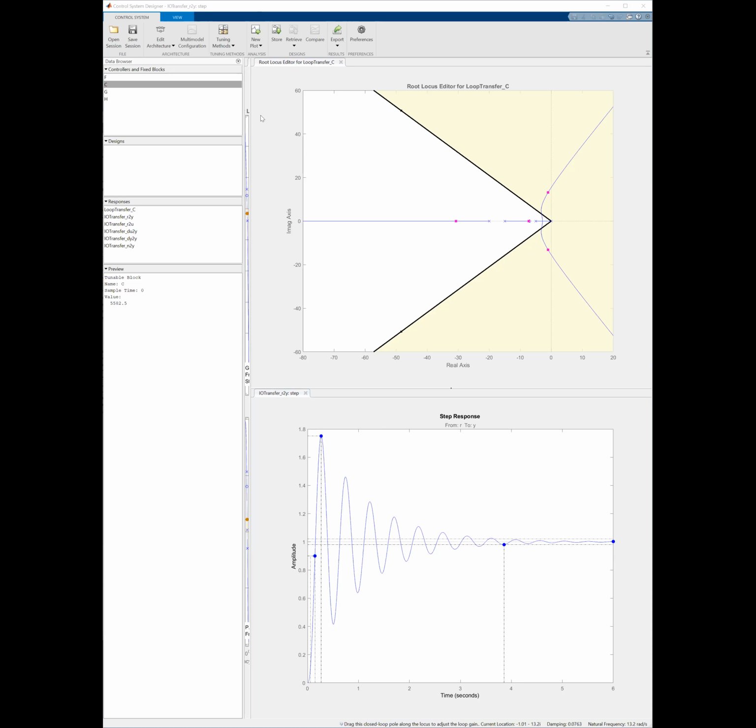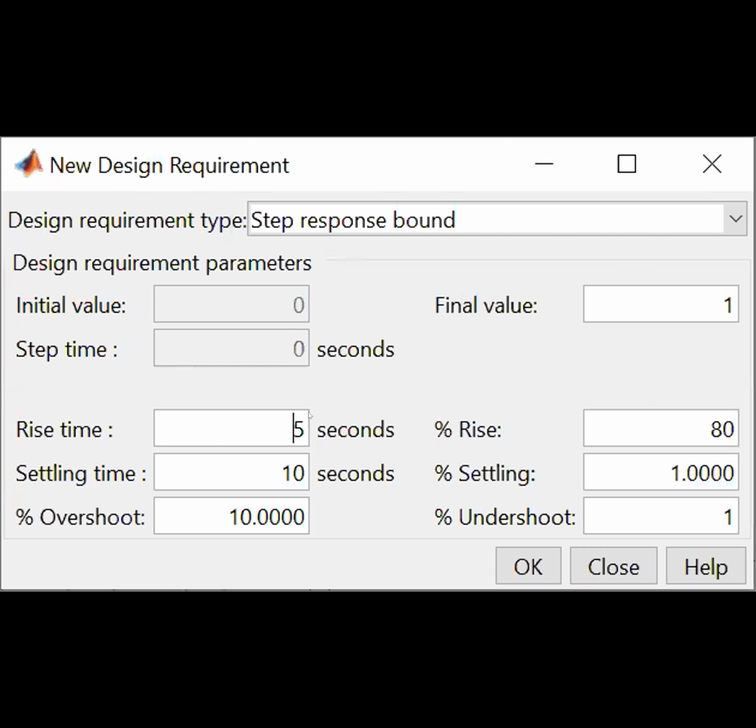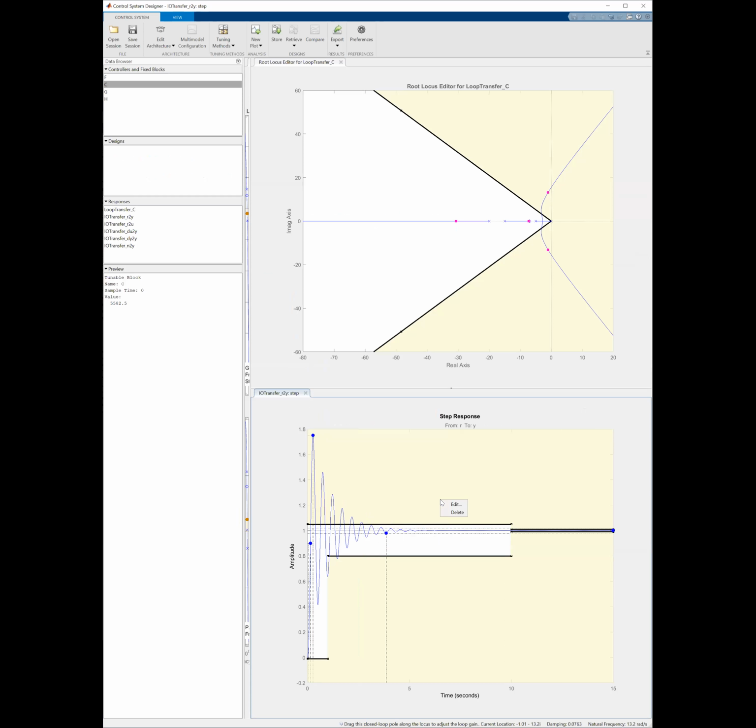So I'm going to show you. Rise time is 1 second. Percentage overshoot is 5%. And then it tells me that I am way outside my design requirements. So right click on the step response. Once again, right click on the step response, and then you can add the design requirements.